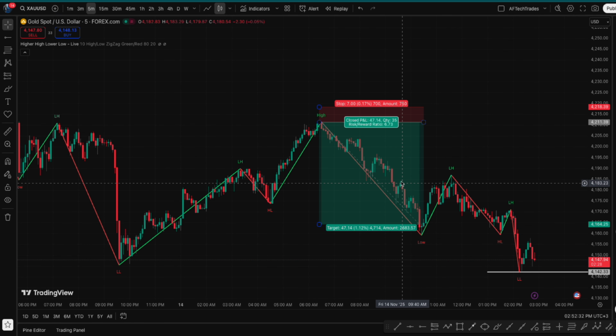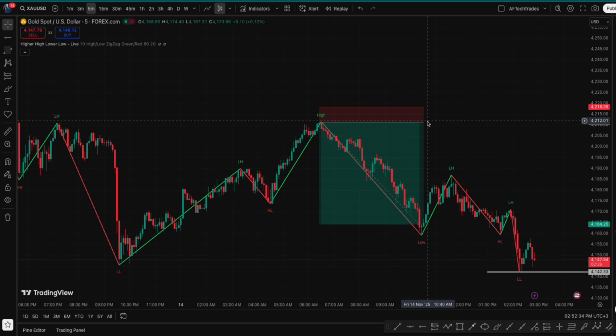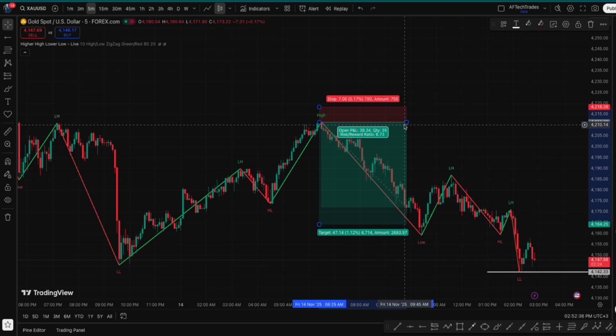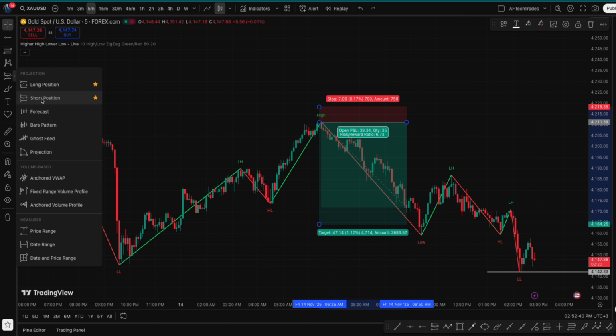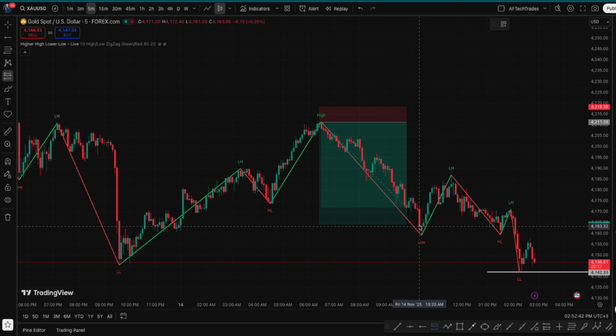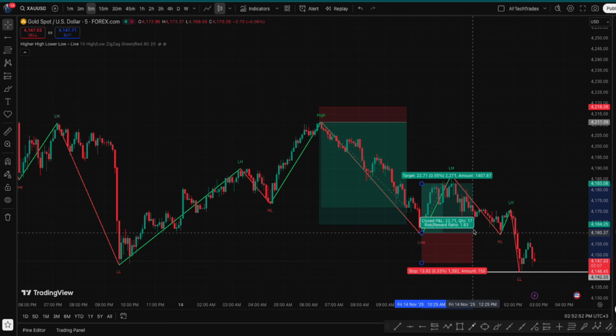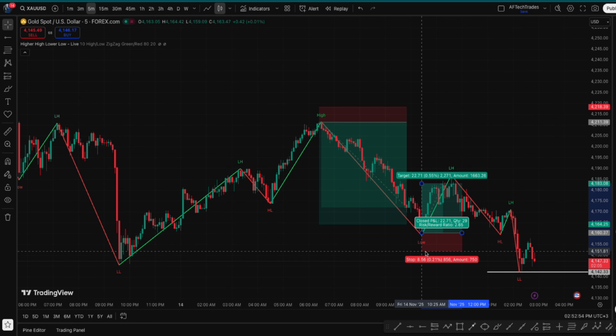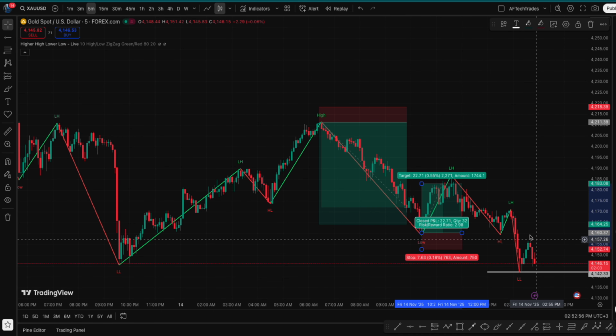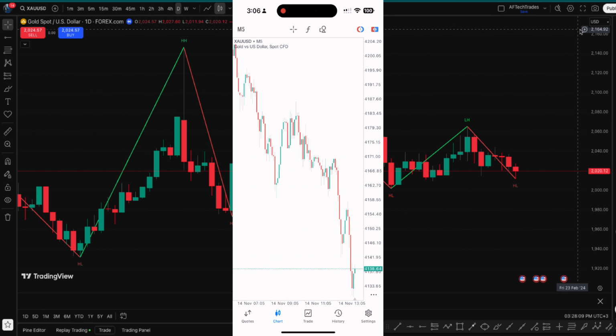So you can see how this market went. Now we have another short. We have a long position again. We have a long position here, right? We have a short, long position here. We have another short here, but you can see, I hope you get this.